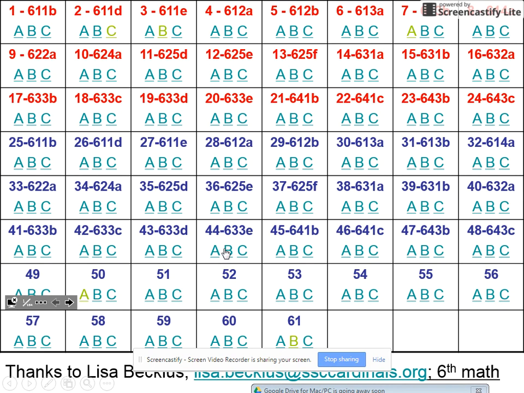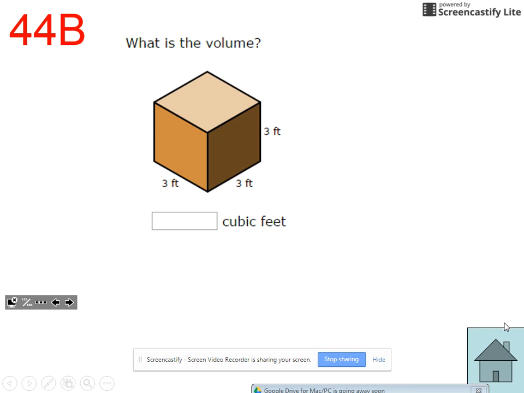Okay, next is 44B. What is the volume of this cube? Pause the video now.